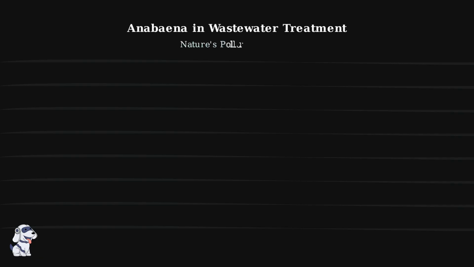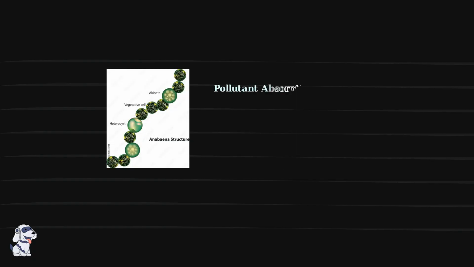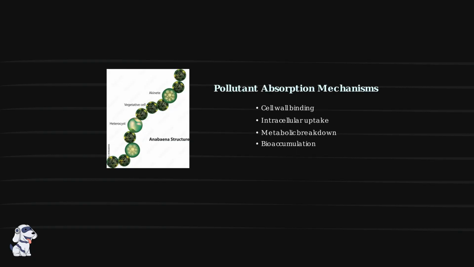Anabaena's remarkable abilities extend beyond nitrogen fixation into environmental cleanup. Scientists are discovering that this versatile cyanobacteria can play a crucial role in wastewater treatment and pollution control. Wastewater treatment is a critical process for protecting our environment and public health. Traditional methods involve multiple stages of physical, chemical, and biological treatment to remove contaminants from sewage and industrial waste. Now, researchers are exploring how Anabaena can enhance these treatment processes.